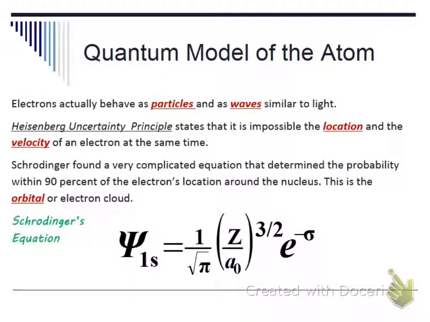It's not complicated at all. Okay, so the quantum model of the atom says that electrons actually behave both as particles and as waves. So it's called the dual particle theory or wave-particle duality. There's a couple of ways that they call it.